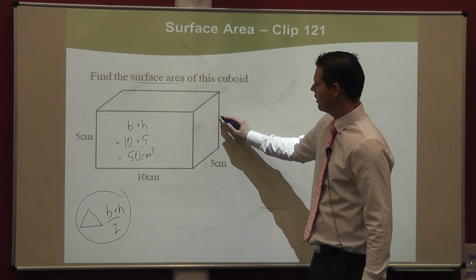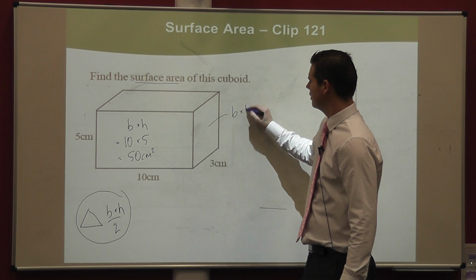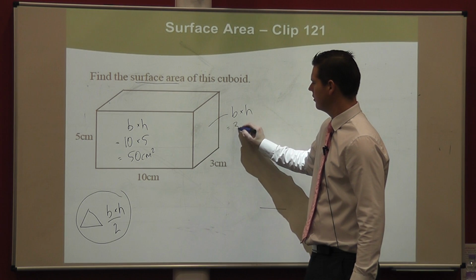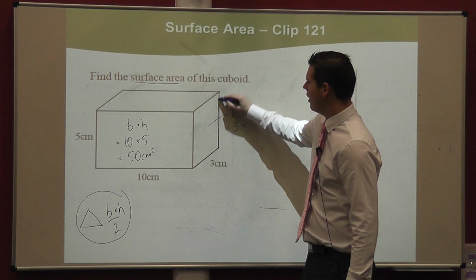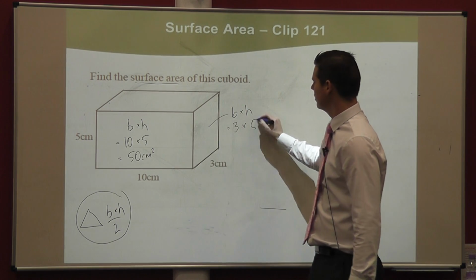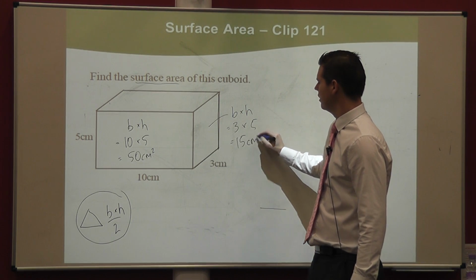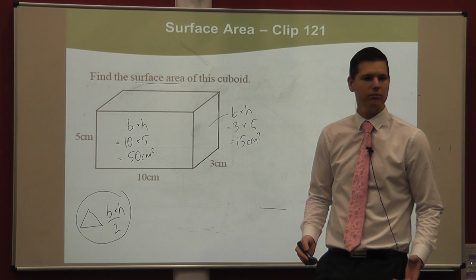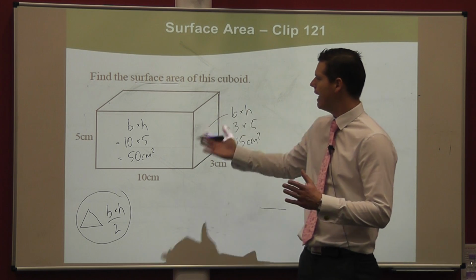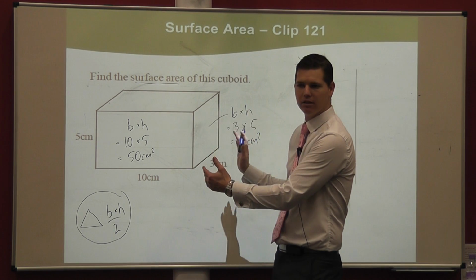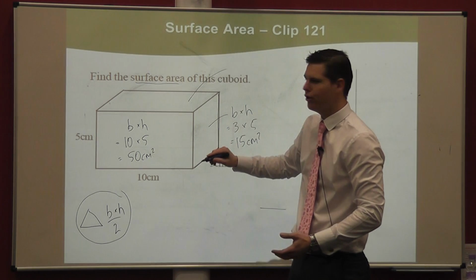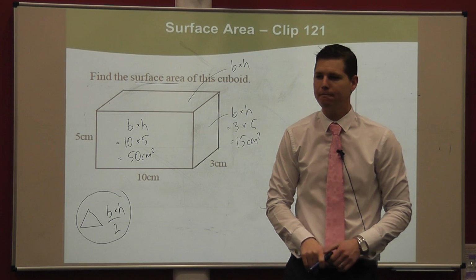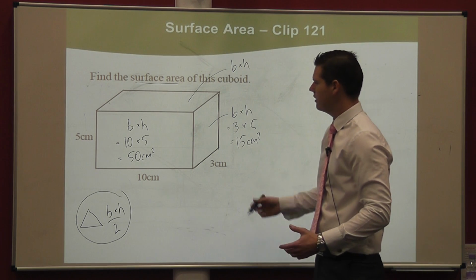So this one here, base times height. What's the base? 3 times by the height, which is 15 centimetres squared. Have I done all the sides yet? I've done the front and the back. I've done the left and the right. The top and the bottom I'm not going to do for you, but you need to do base times height and calculate that.